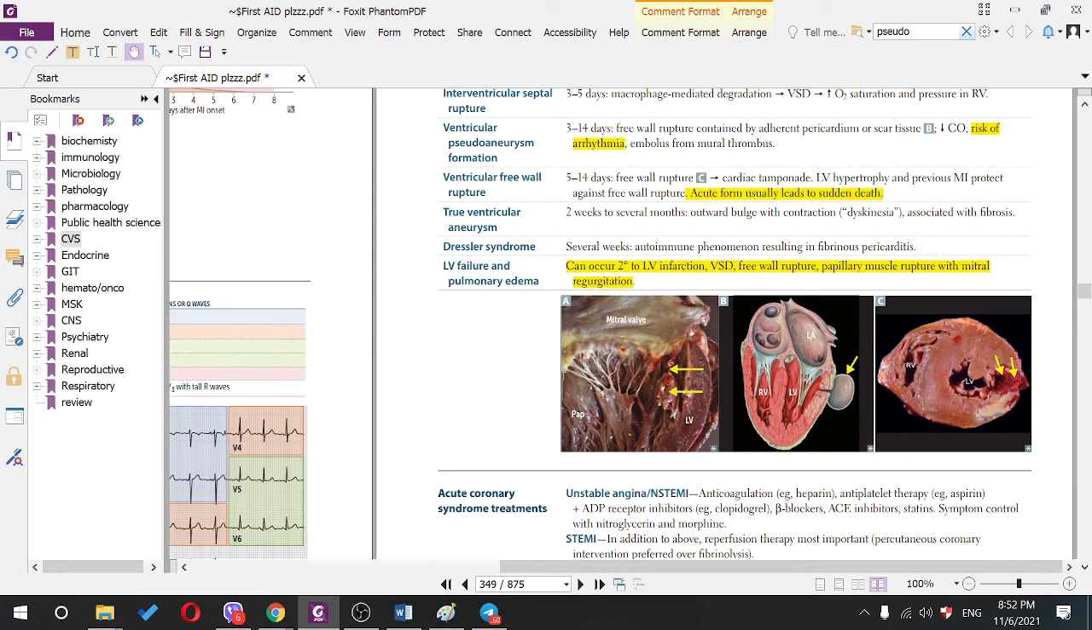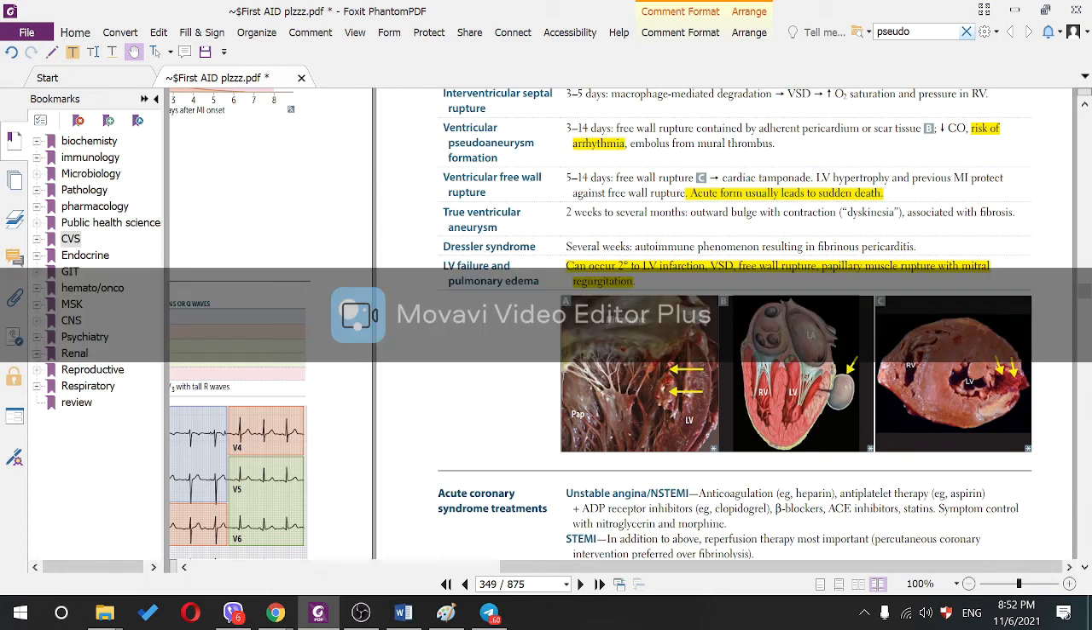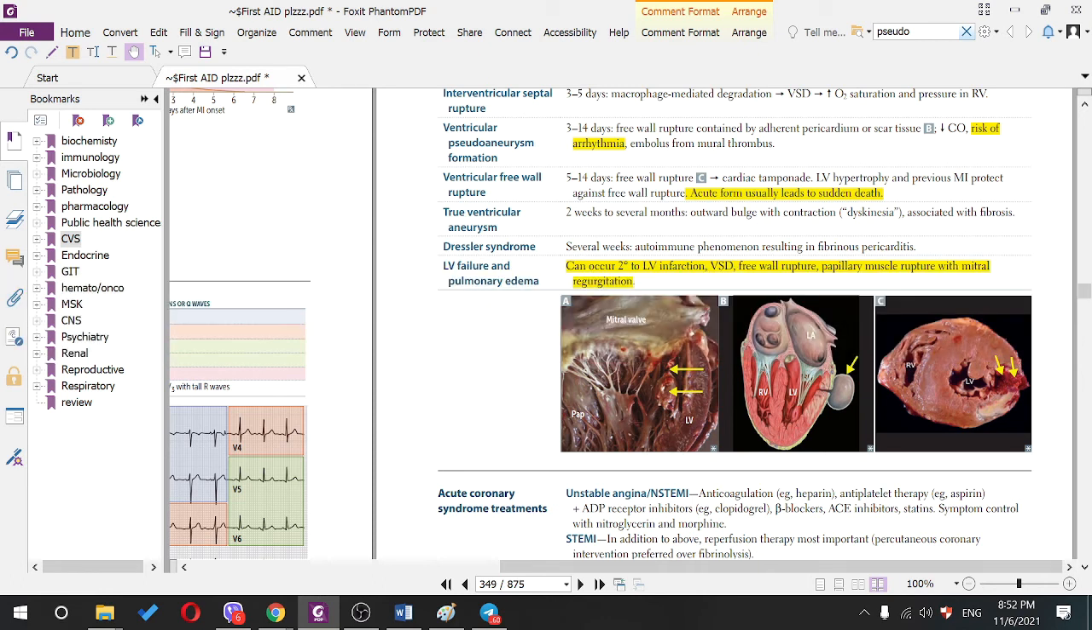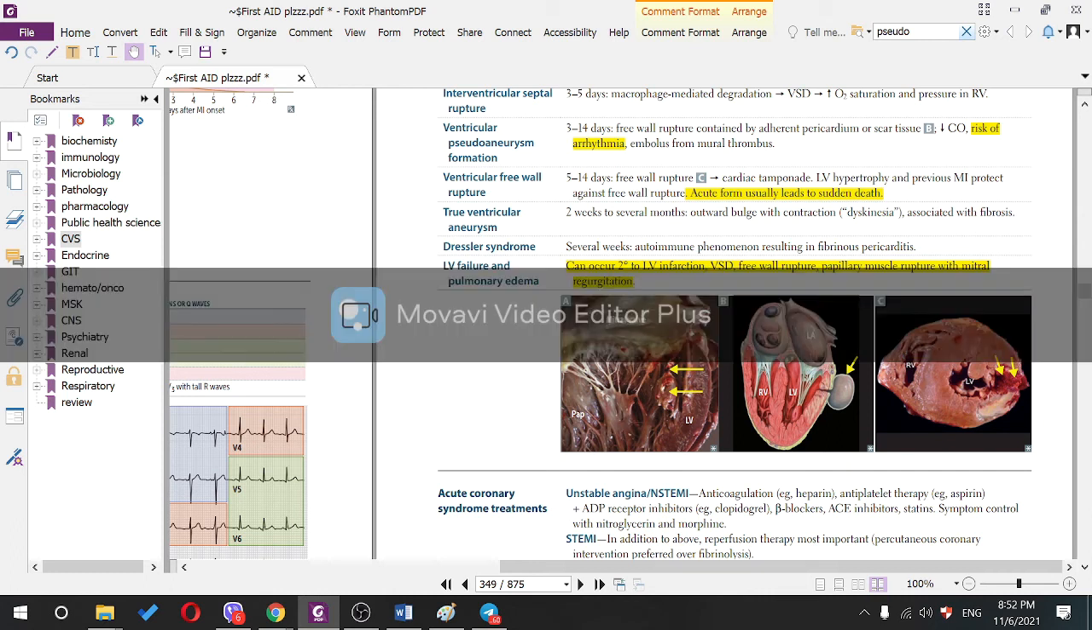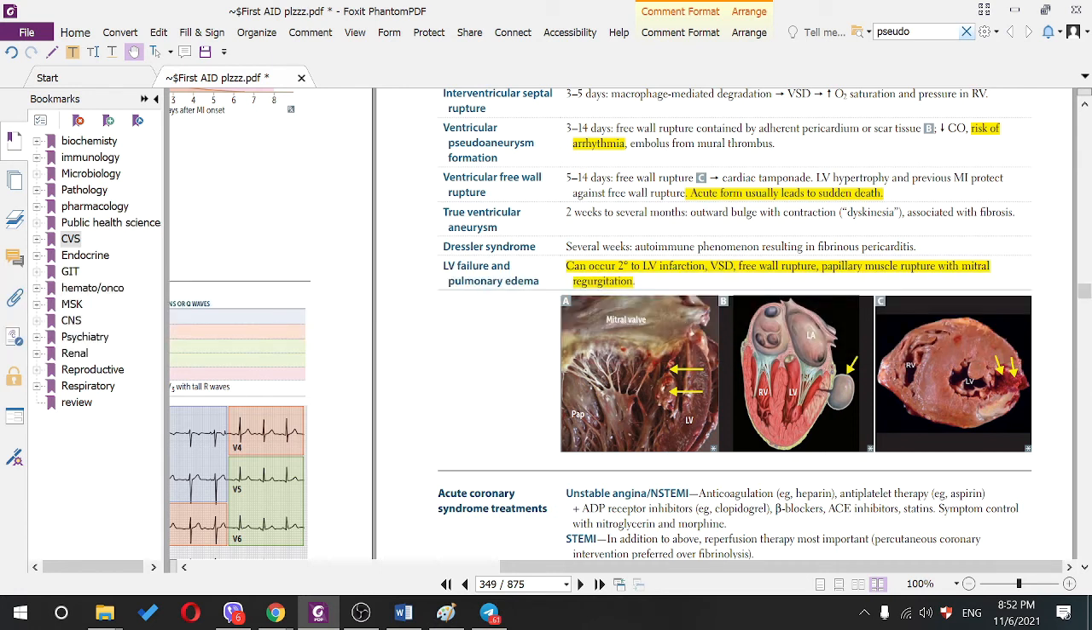Okay, left ventricular failure and pulmonary edema. So, if infarcted tissue does not contract. Left ventricular failure can be secondary to left ventricular infarction, also VSD leading to a high cardiac output MI, and also due to free wall rupture, creating a tamponade. Also in case of what? Papillary muscle rupture with mitral regurgitation, which we spoke about. So yeah, all of these can lead to left heart failure, and they can lead to pulmonary edema.